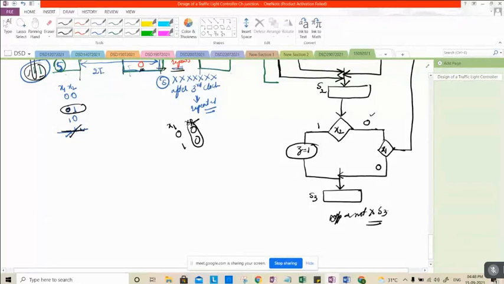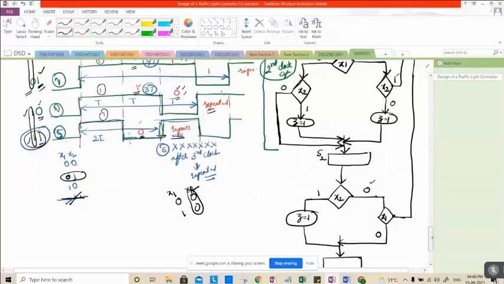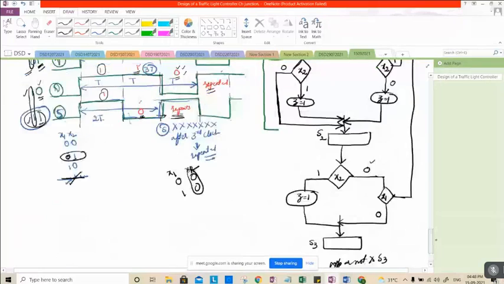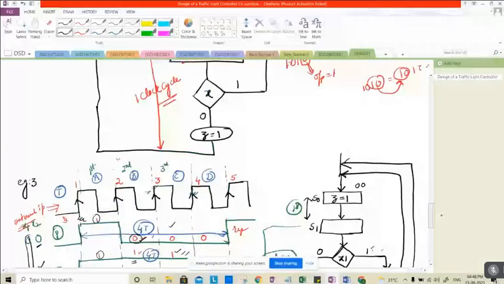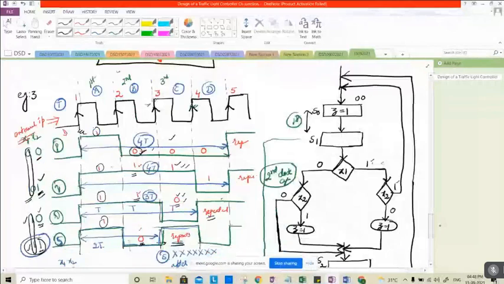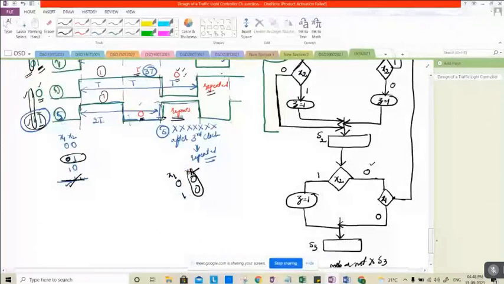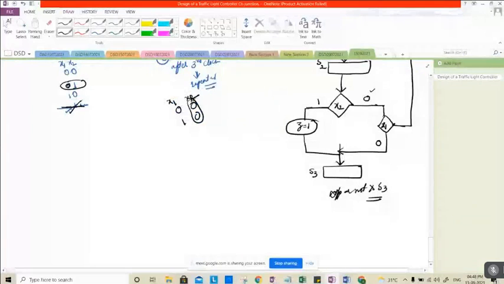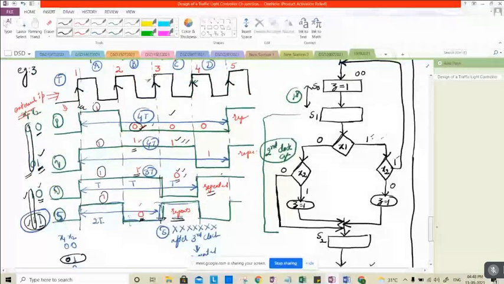S3 in the sense which clock cycle? Right, fourth clock cycle. S0 is first clock cycle. S1 is second clock cycle. S2 is third clock cycle. S3 is fourth clock cycle. Fourth clock cycle outputs are not defined so far. We are supposed to define them.